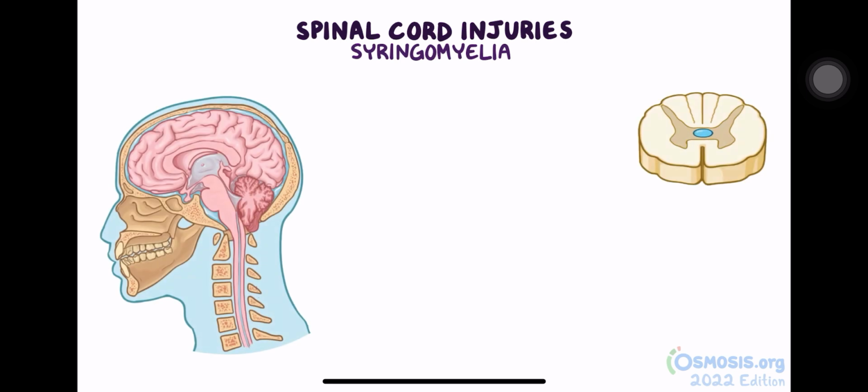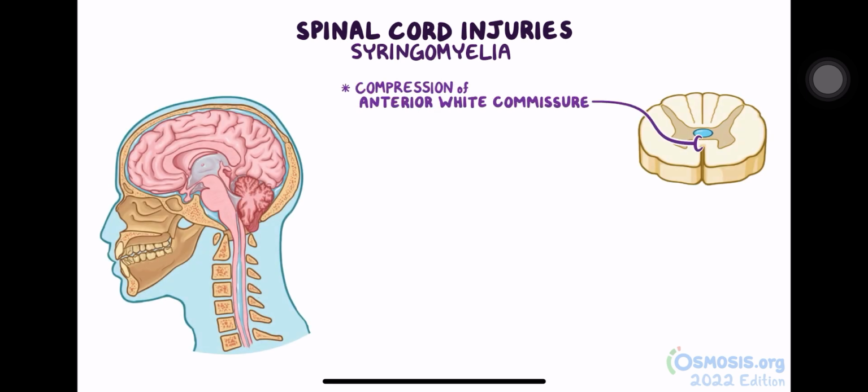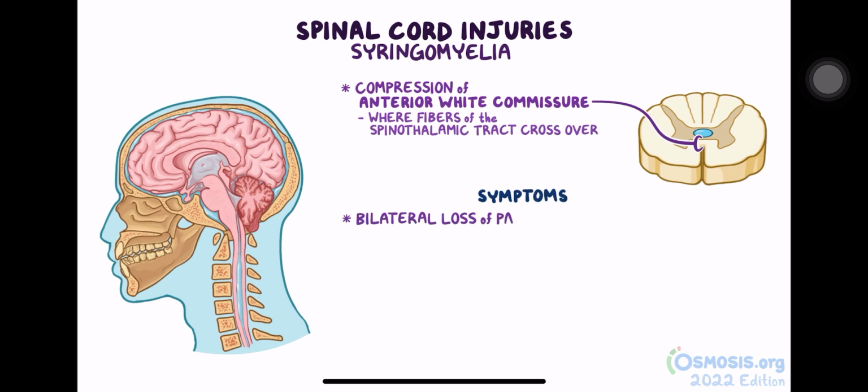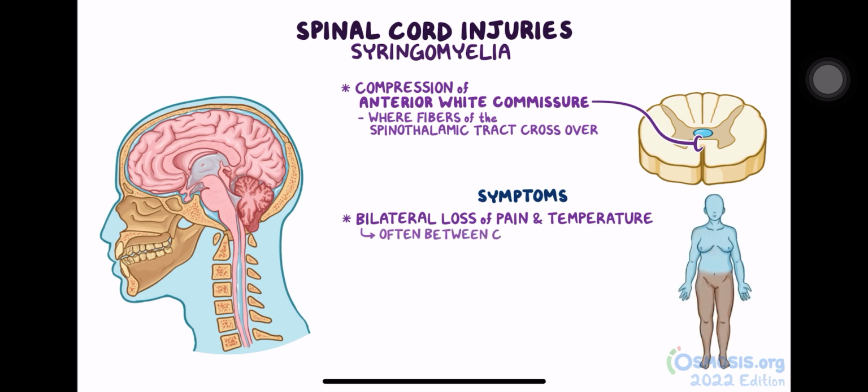The expanding cyst in syringomyelia usually causes compression of the anterior white commissure first. This is where the fibers of the spinothalamic tract cross over on their way to bringing sensory information to the brain. Symptoms of this compression would result in bilateral symmetrical loss of pain and temperature sensation. Depending on the spinal cord level the compression is at, certain dermatomes will be affected. It's more likely to affect the upper extremities, but can occur anywhere.